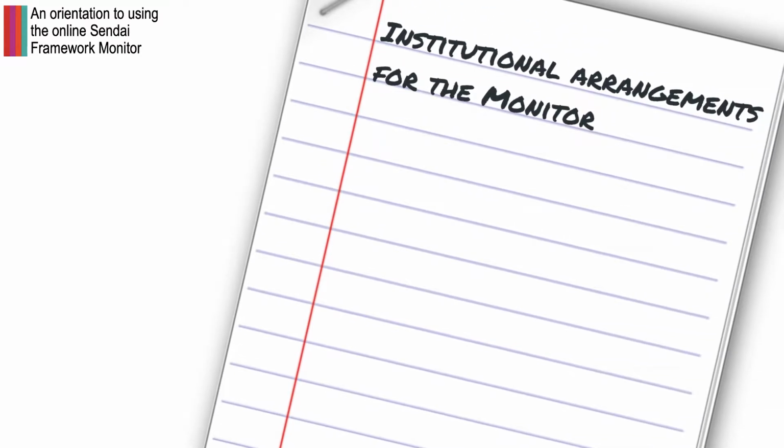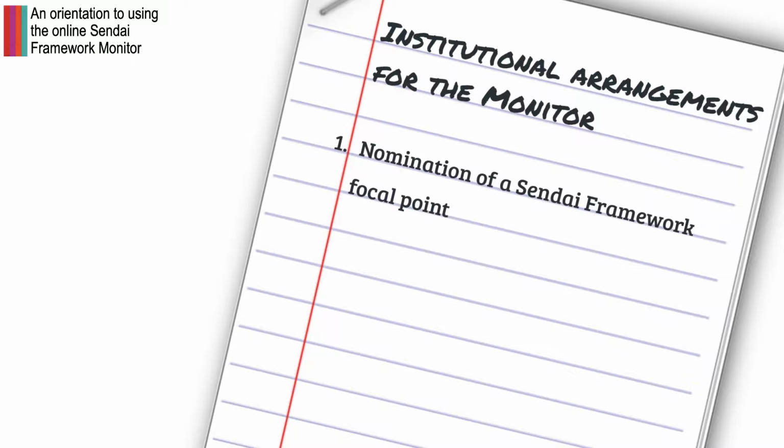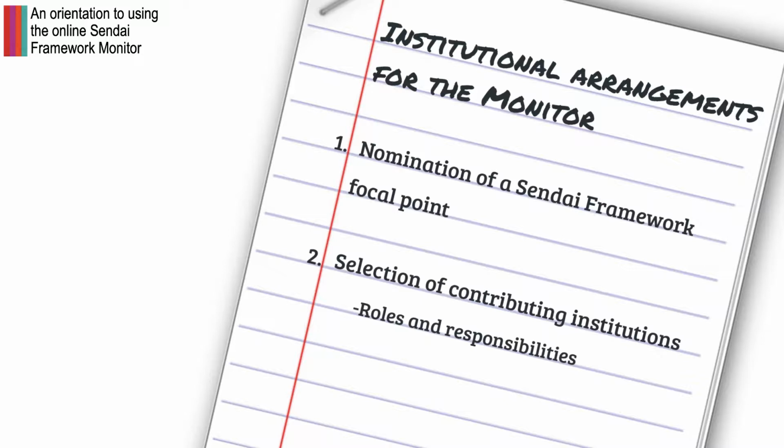Institutional arrangements for the Monitor system start with nomination of a Sendai Framework focal point. Other relevant institutions, such as contributing ministries to be engaged in the monitoring process, are also selected, with roles and responsibilities clearly defined for each institution.